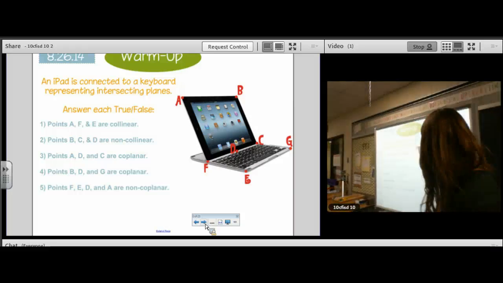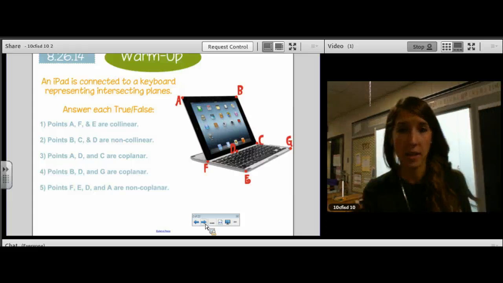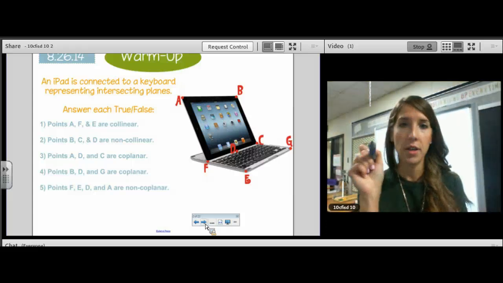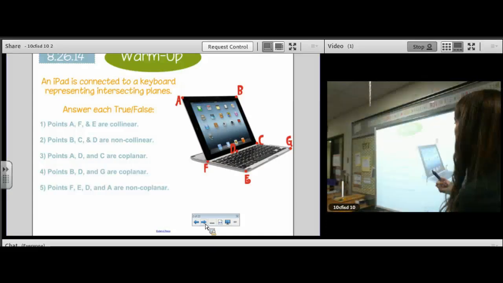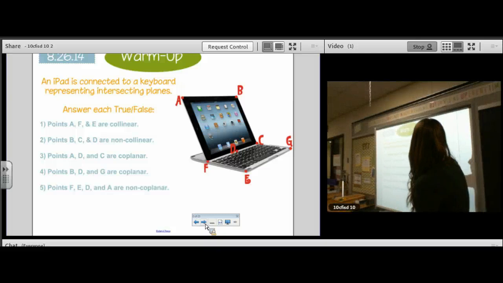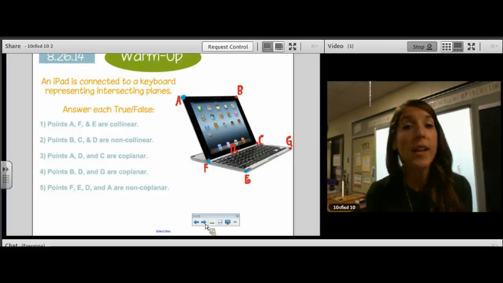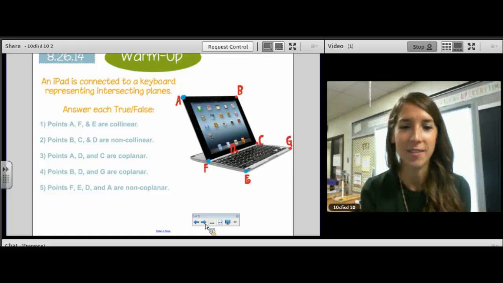So what I would do first, especially if I was doing this on a worksheet, I would bold the points that they're asking about. For example, A, F, and E. They are either collinear or they're non-collinear. What do y'all think?